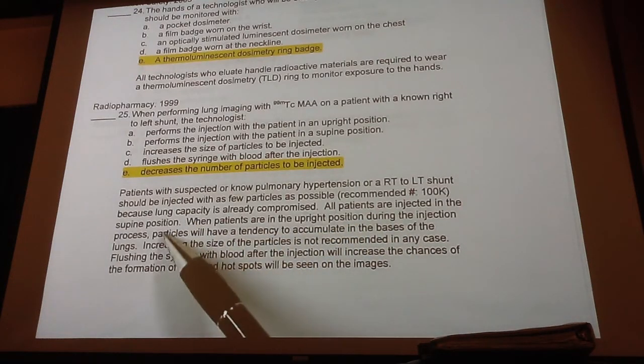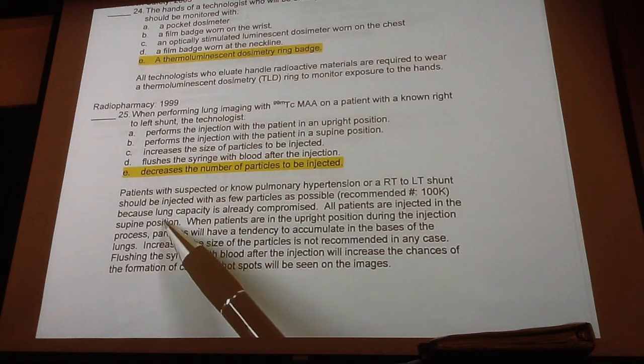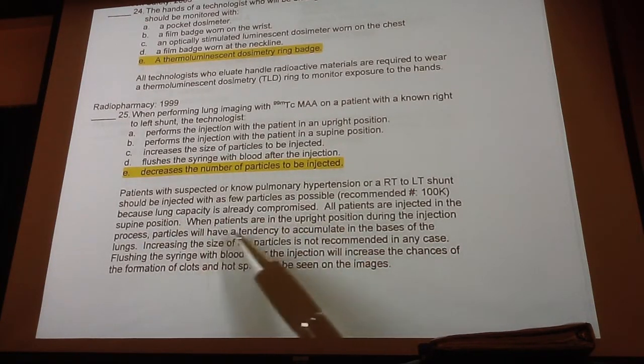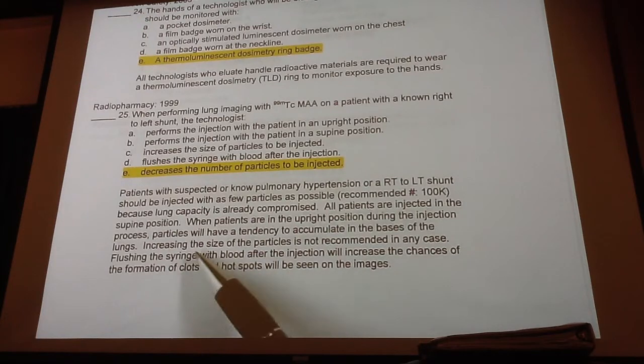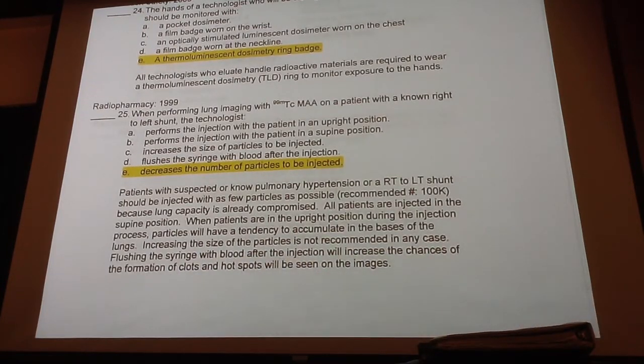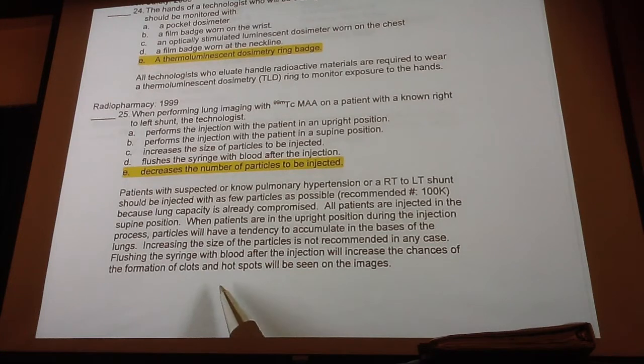Now, normally you're supposed to inject the MAA over a period of a few seconds, because the breathing allows it to follow a more normal distribution when patients are in an upright position. Increasing the size of the particles is not recommended in any case. It says flushing the syringe with blood will increase the chances of clots.